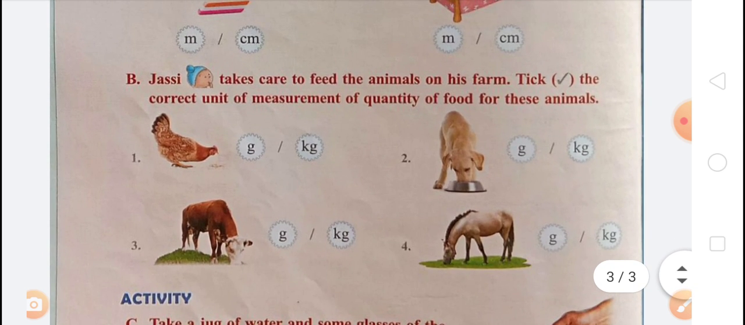Question B, Jesse takes care to feed animals on his farm. Take the correct unit of measurement of quantity of food for these animals. First, hens' food is in gram, so we take gram. Second, dog's food is in gram, so we take gram. Third, cow's food is in kilogram, so we take kilogram. And fourth, horse's food is in kg, so we take kg. Hen gram, dog gram, cow kilogram, horse kilogram.